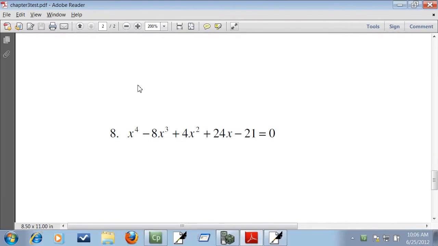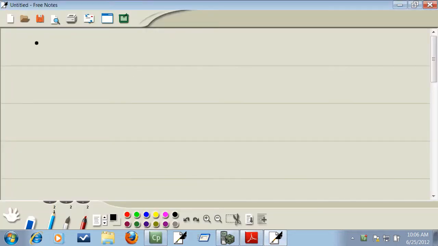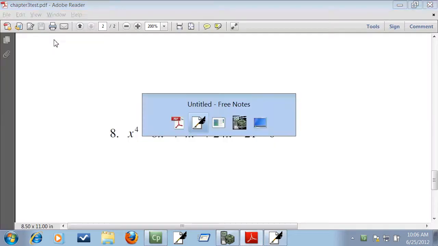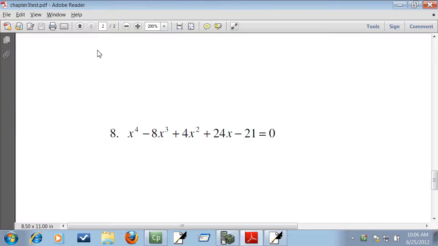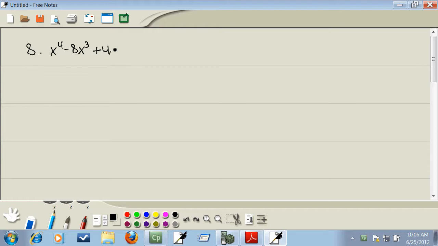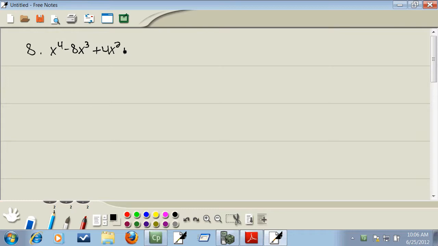Let's take a look at our eighth example. Again, we're wanting to solve this, find the zeros. So we got x to the fourth minus 8x to the third plus 4x squared plus 24x minus 21 equal to 0.